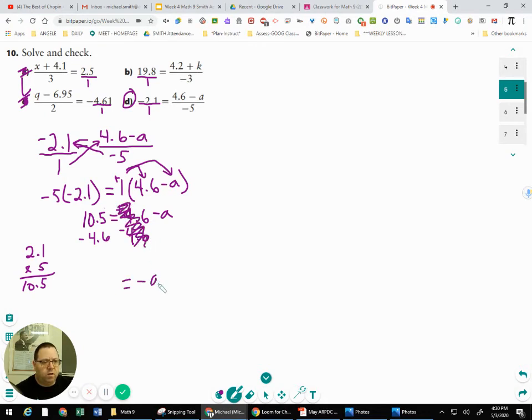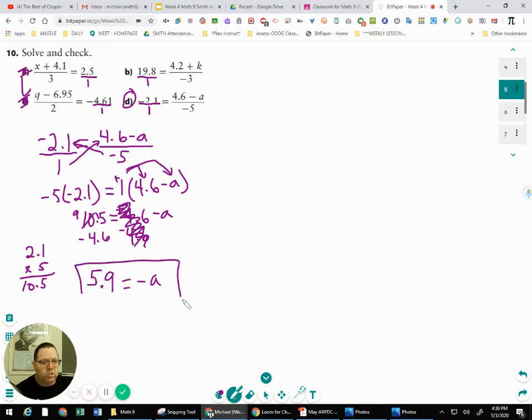And what are we left with here? Negative A. We got 10 minus 4 would be 6, but this is going to cause an issue, so let's make this a 9. Let's make this a 15. 15 minus 6 is 9. 9 minus 4 is 5.9.